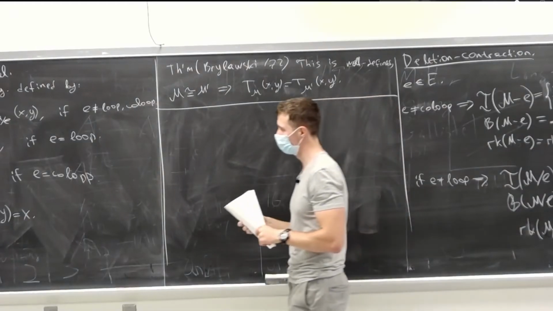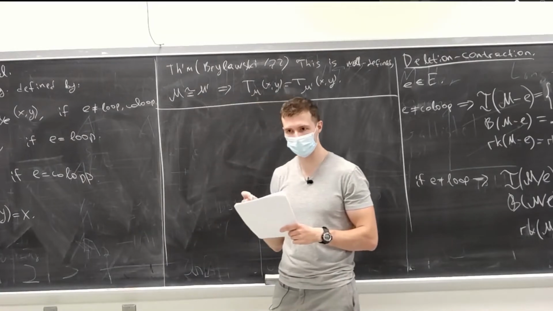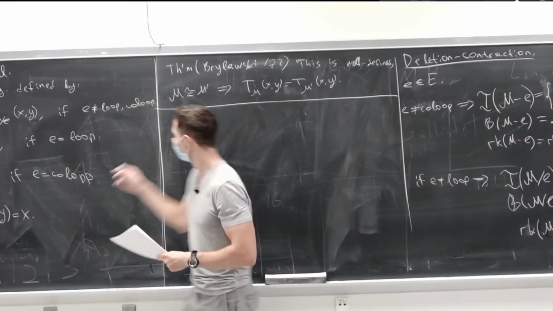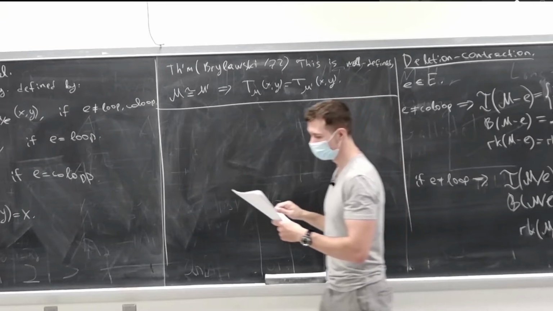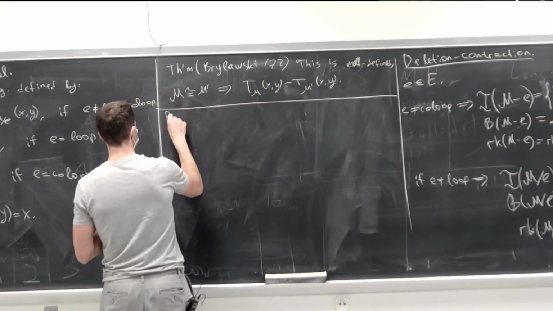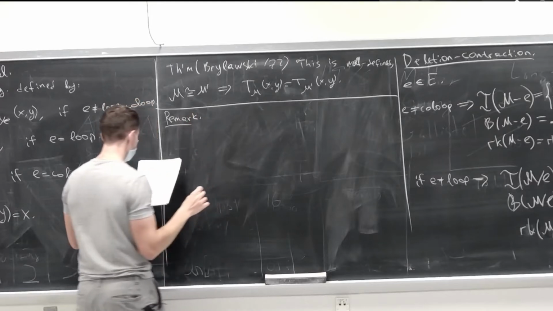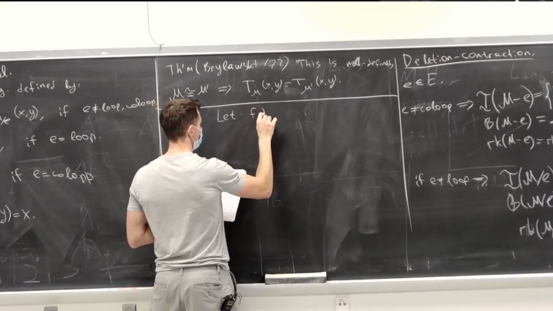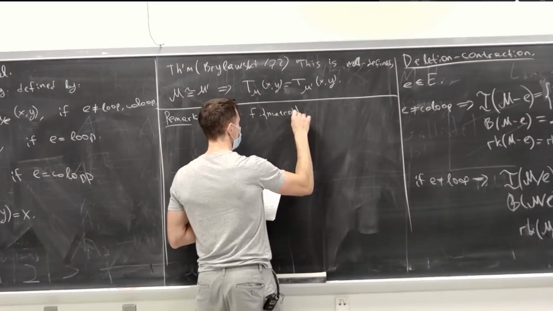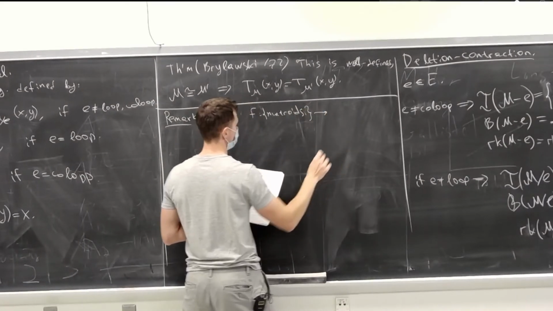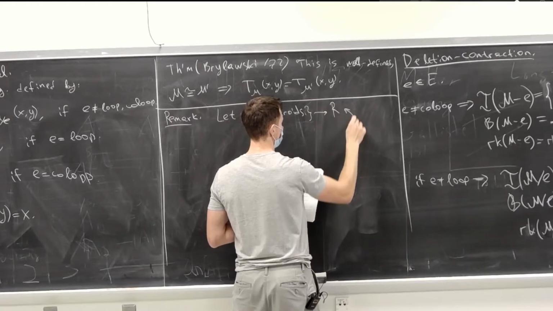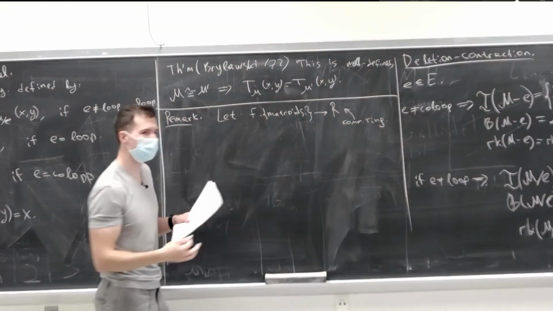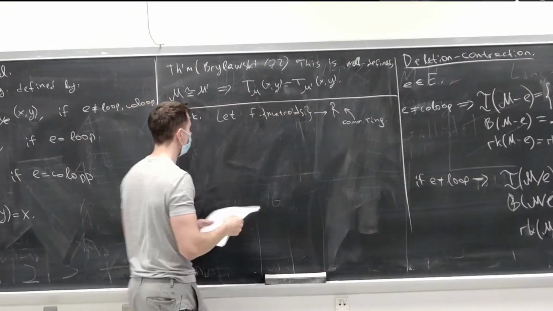But let me explain in which sense this polynomial is universal. Somehow I want to argue that out of all things which satisfy the deletion contraction recurrence, this polynomial is universal. So what do I mean by that? Let f be a function from matroids to some commutative ring. R is a commutative ring. For example, it could be the ring of polynomials in two variables, integers, whatever.